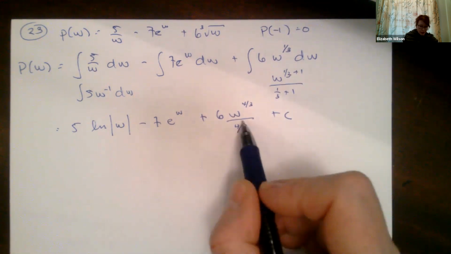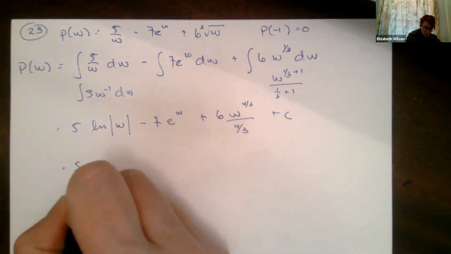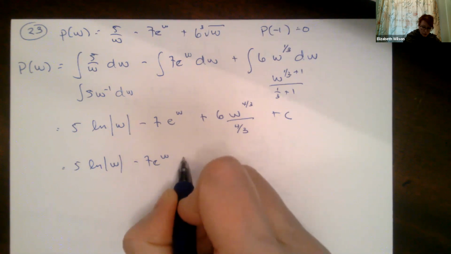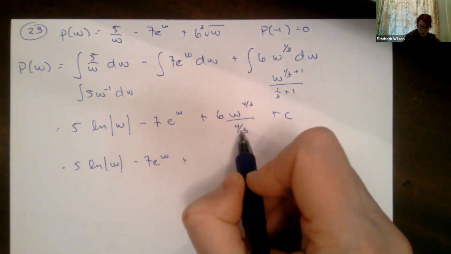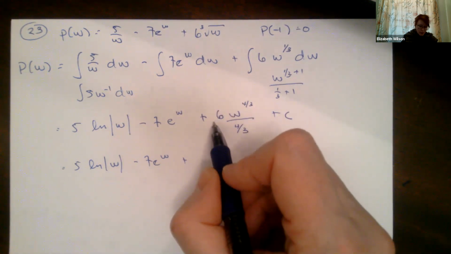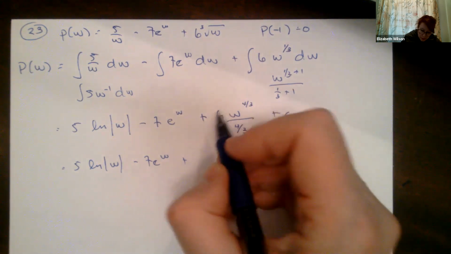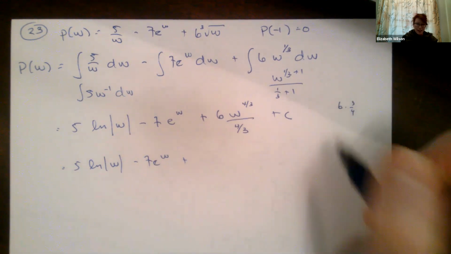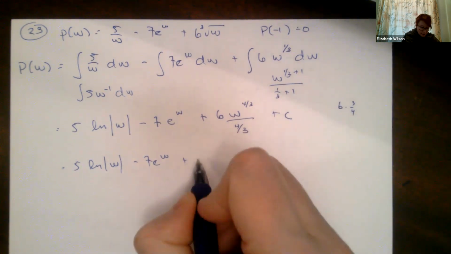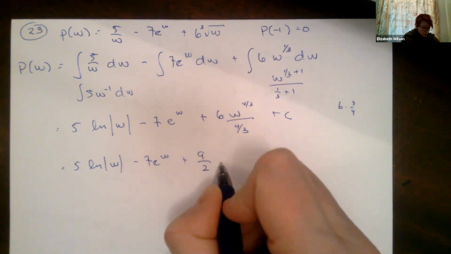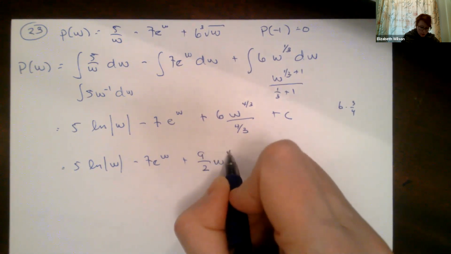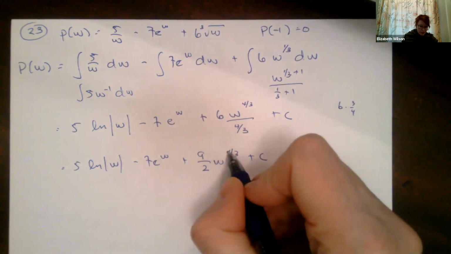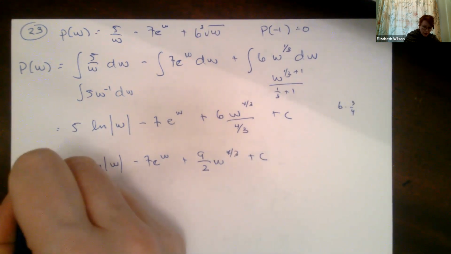So let's clean this up right here. I've got 5 ln of the absolute value of W minus 7e to the W. For the 4/3, I'm going to multiply by the reciprocal, so it's going to be 3. So 6 times 3/4 is 18 divided by 4. I can clean that up a little bit. So what I'm going to get ultimately is 9 over 2 W to the 4/3 and then plus C. Okay. All right, so now this is P of W. Now we've got our initial condition.